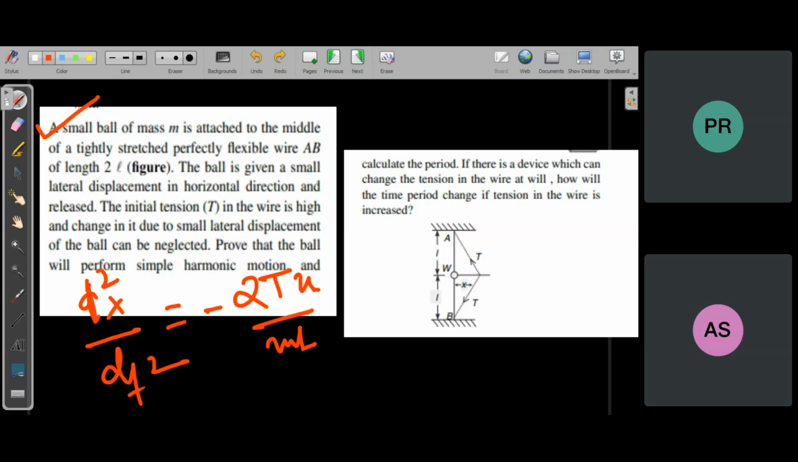Okay. So the second part I'm not getting, sir. What is the meaning, sir? If a device means, what is the property of that device, sir? Which device? If there is a device which can change the tension in the wire at will, how will the time period change if the tension in the wire is increased? Sir, what is the property of the device? If there is a device which can change the tension in the wire at will, okay.